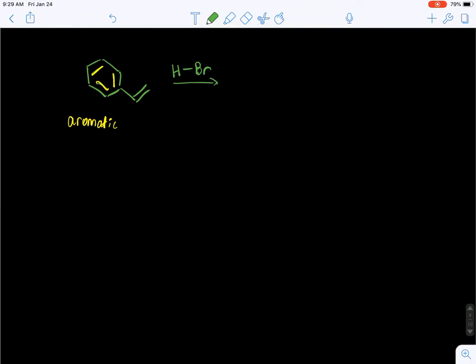So let's show the mechanism by taking the pi bonding electrons of this external alkene, attacking the hydrogen of my acid, and draw the carbocation intermediate. This carbocation intermediate can be drawn by adding once again the hydrogen to the less substituted carbon and the positive charge on the more substituted carbon.